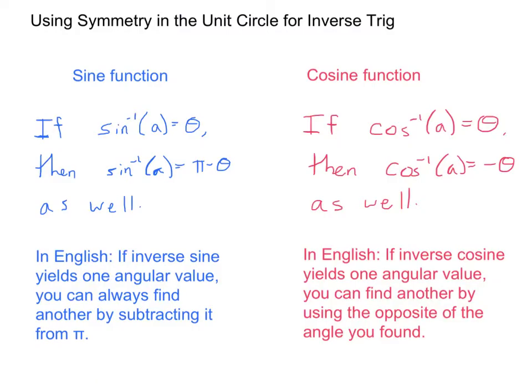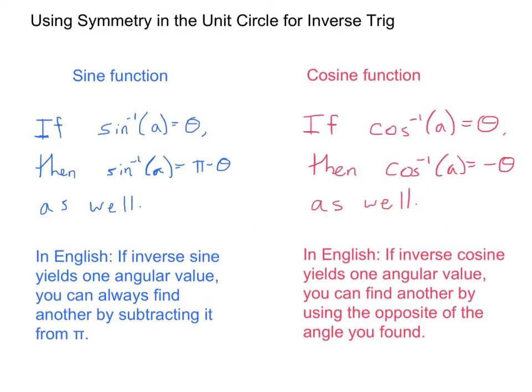So the next thing I want to talk about with these multiple values is this idea of symmetry. I have it all lined out for you here in terms of what you need to have memorized. For the sine function, if the inverse sine of some ratio is an angle, so let's say you've already found one angle, how can you always find another angle? Well, you can always do it by taking pi and subtracting that angle.